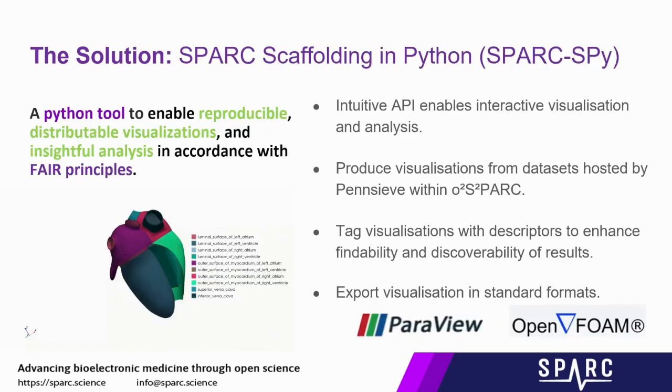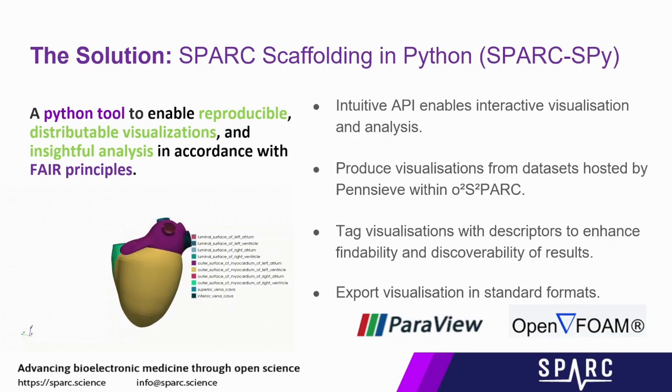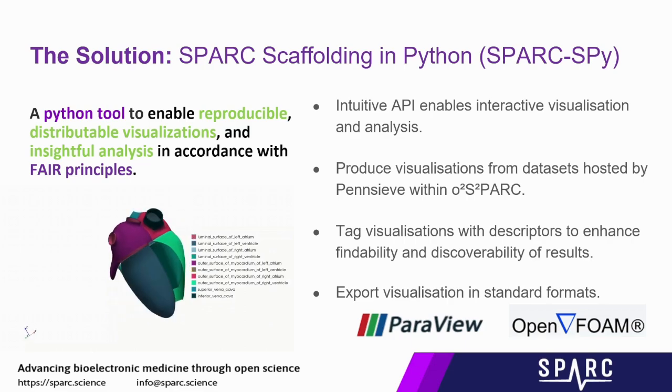The solution we have developed is SPARC Scaffolding in Python, or sparc.sci, a tool that enables reproducible and distributable visualizations alongside insightful analyses, all in accordance with the FAIR principles. Central to this project is a tool that allows the user to easily manipulate, visualize, and export scaffolds using a Python interface in a standard format compatible with visualization and computational modeling tools such as ParaView, OpenFOAM, and Phoenix.